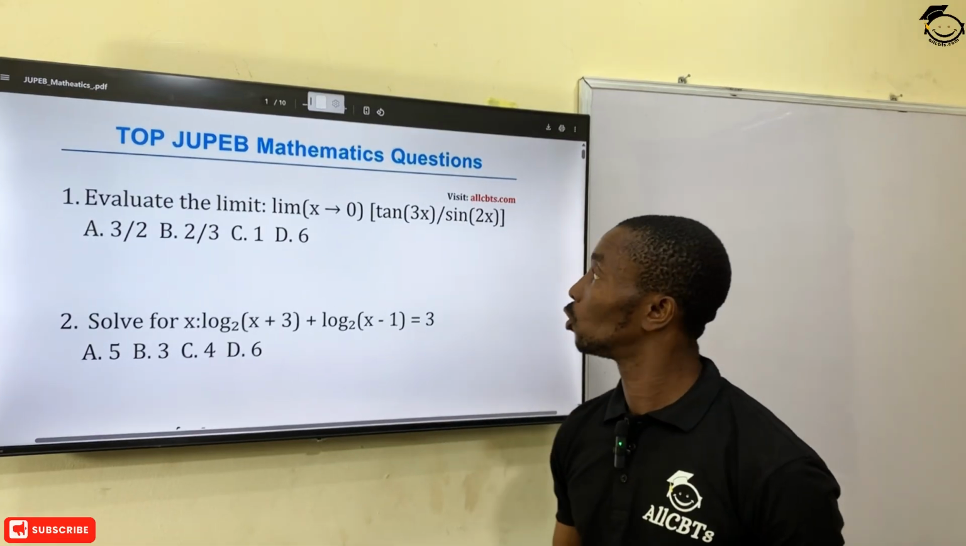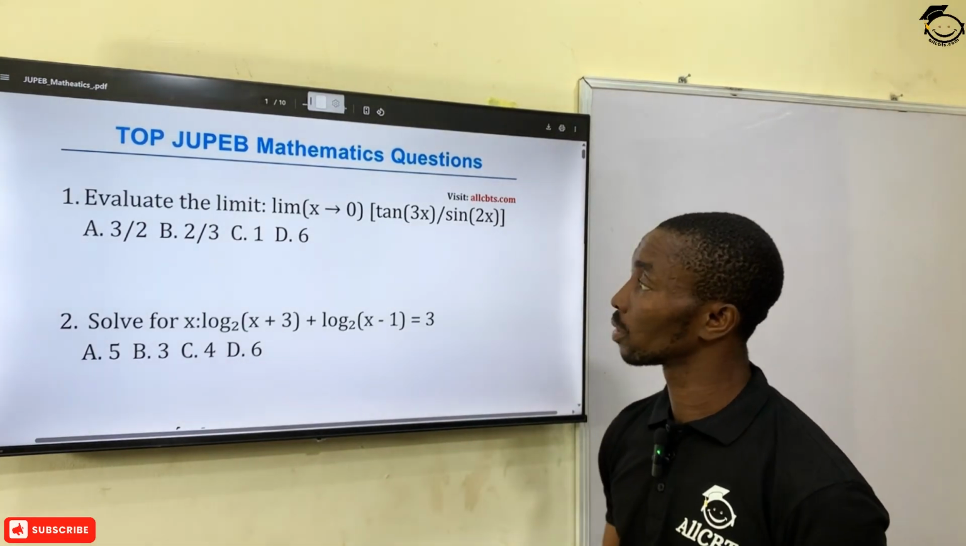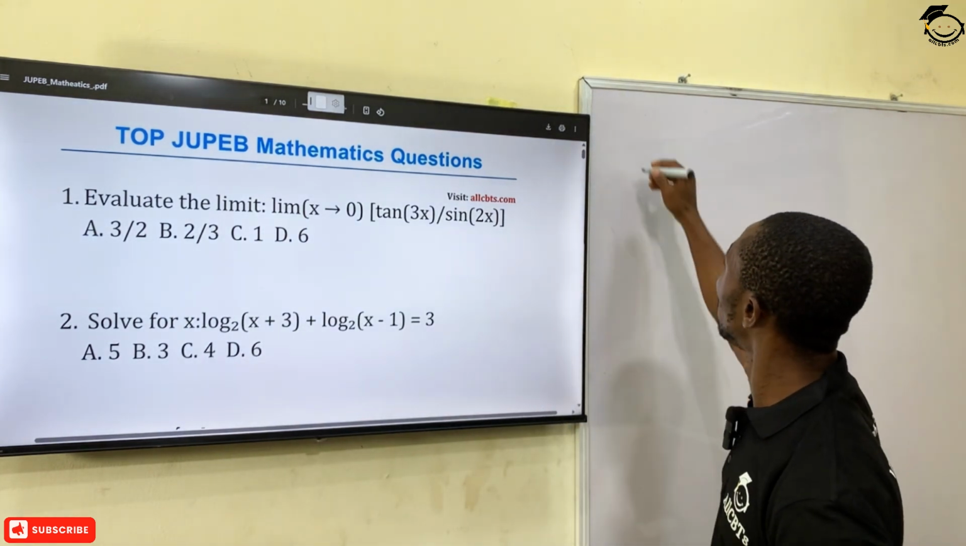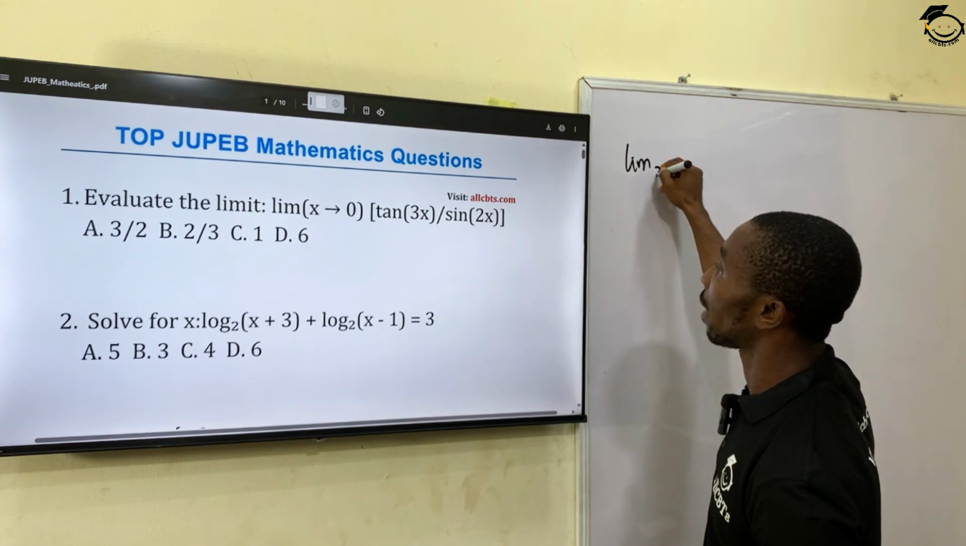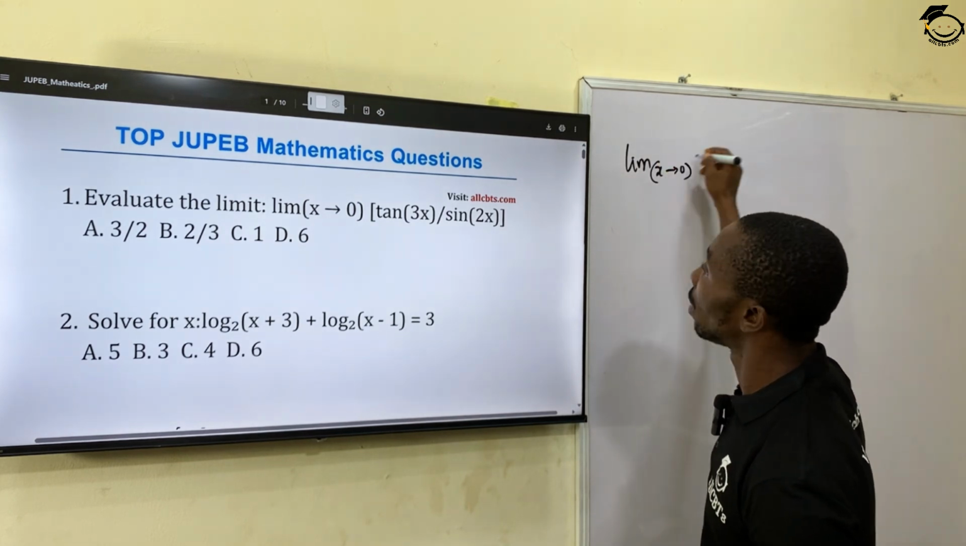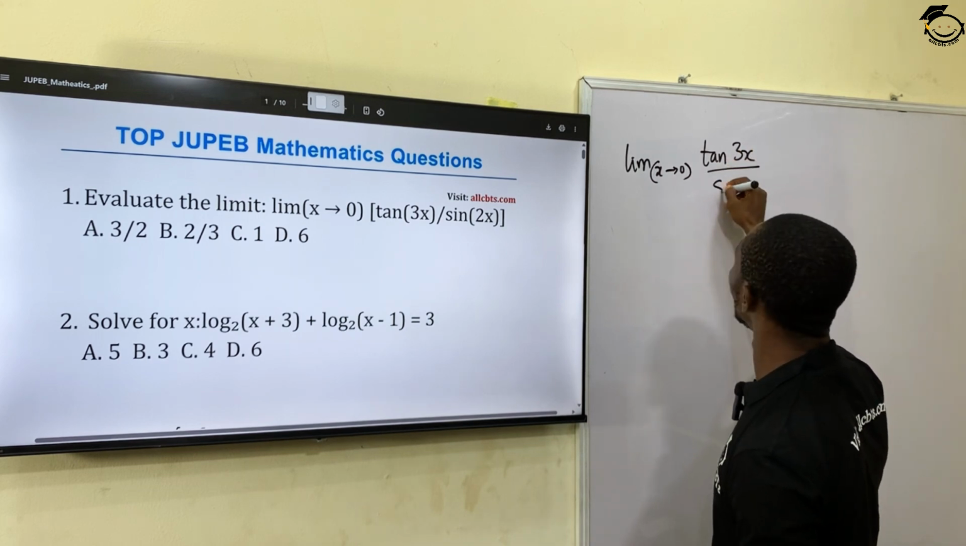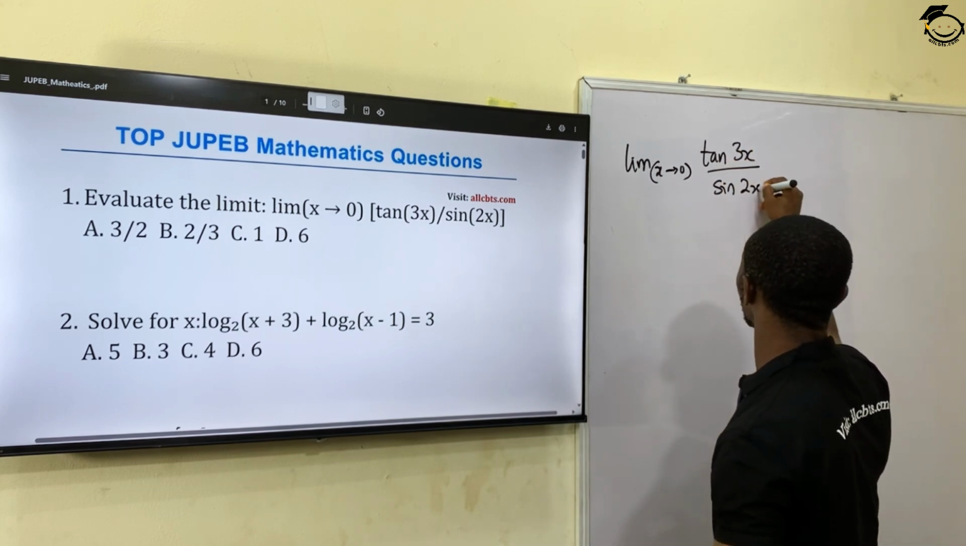Today we'll be looking at JUPEB mathematics questions. Our question 1 says, evaluate the limit as x tends towards 0 of tan 3x over sine 2x.